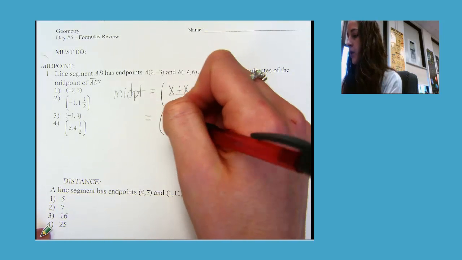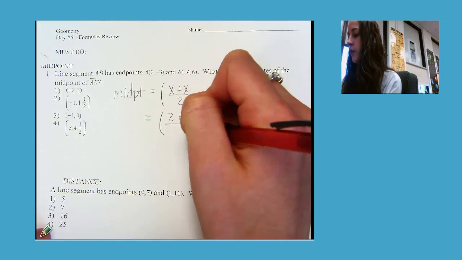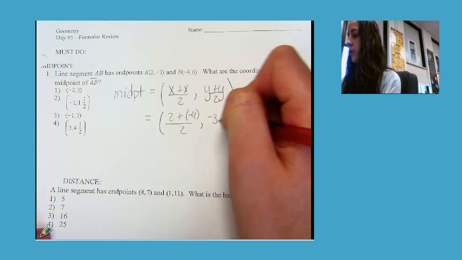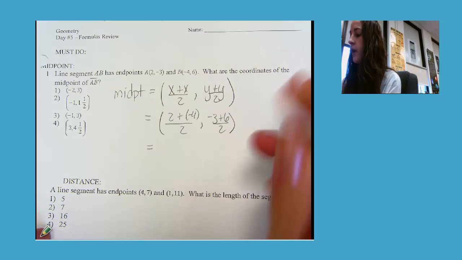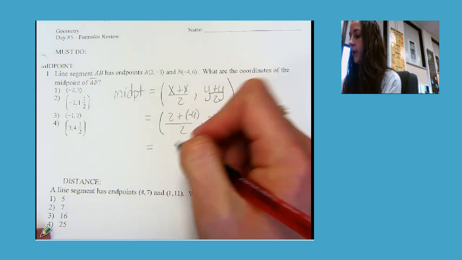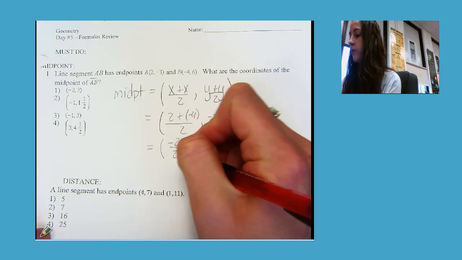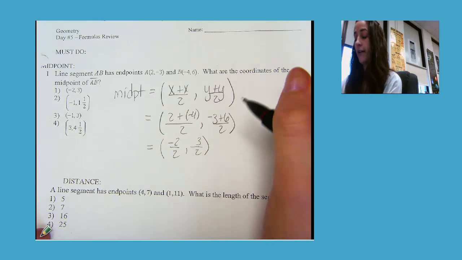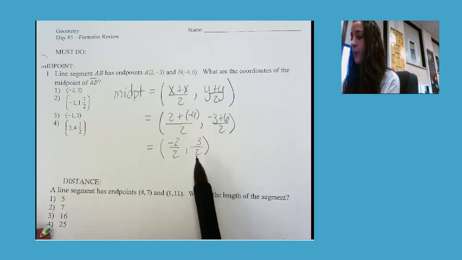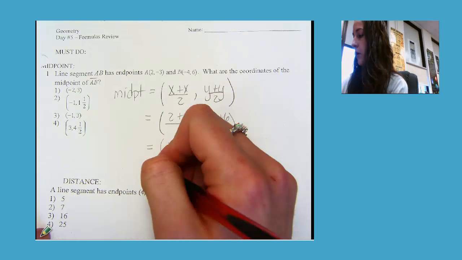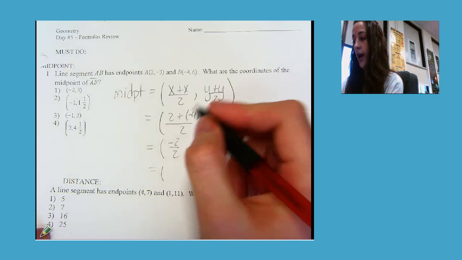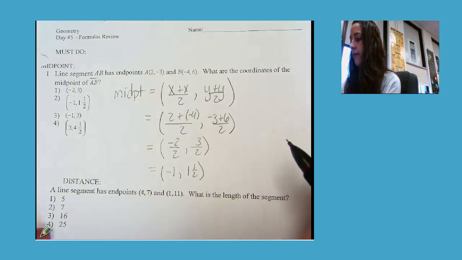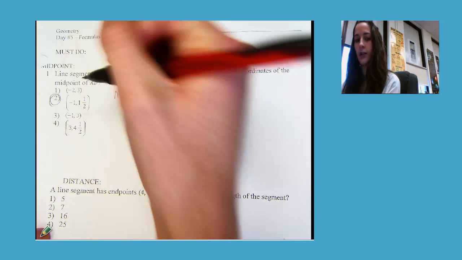So it's going to be 2 plus a negative 4 over 2 and negative 3 plus 6 over 2. So 2 plus negative 4, we're going to get negative 2 over 2. Negative 3 plus 6, we're going to get 3 over 2, or 3/2. What we have here doesn't look like any of our answers, so we're going to keep going. Negative 2/2 is the same as negative 1, and 3/2 is the same thing as 1.5. We look at our answers. Our answer is number 2.